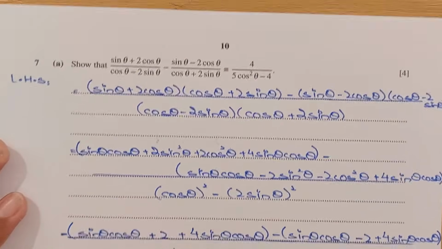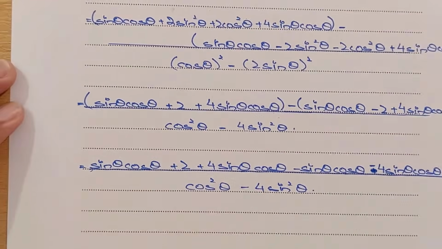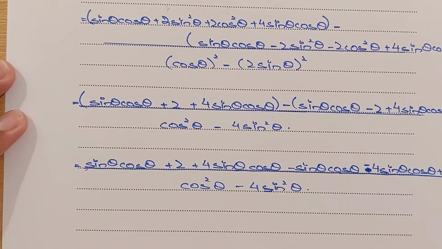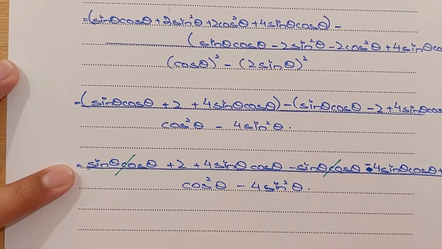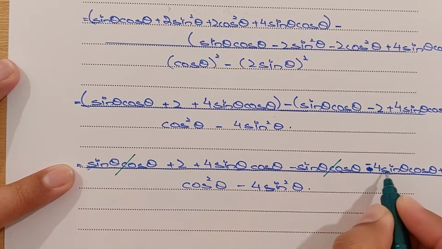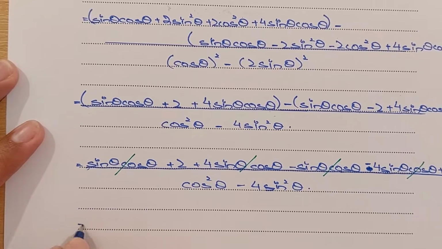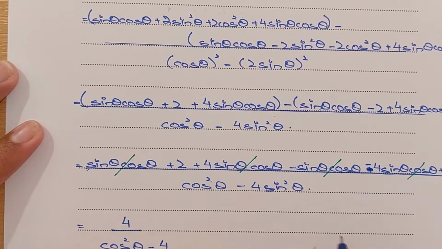Okay, and now you can see in the right hand side the denominator is only in cos square theta, not in sin square theta, so we have to open this sin square theta as well. Okay, so let me cancel the terms. So sin theta cos theta minus cos theta sin theta, and we have 4 sin theta cos theta and minus 4 sin theta cos theta. Okay, so we have 2 plus 2, this is 4.